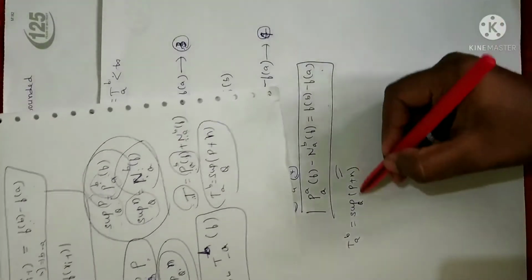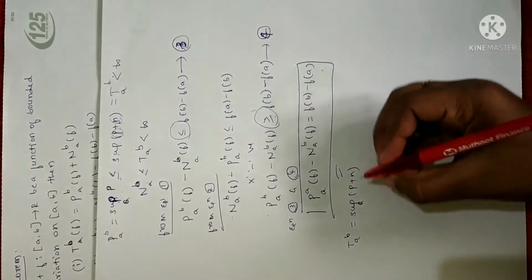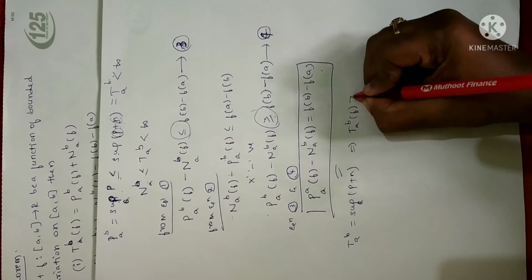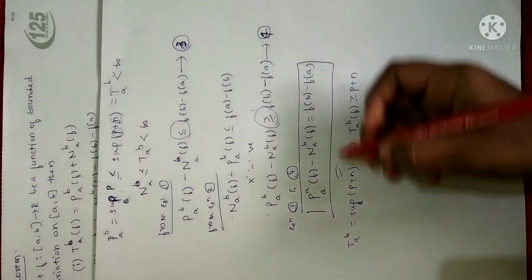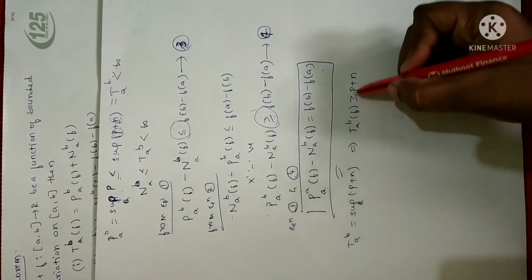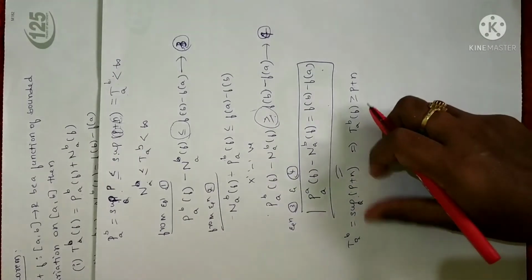So that is what I have written here. T over A to B is none other than the supremum of P plus N. Now, from this definition, it is clear that T from A to B of F is always greater than or equal to P plus N. Even if you take the supremum or not, it will always be greater than P plus N. If you take the supremum, then it will be equal, that is when you add both the values.